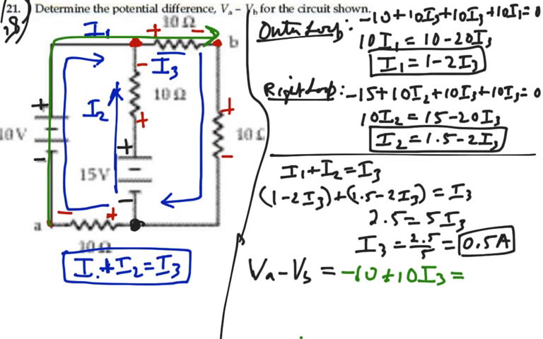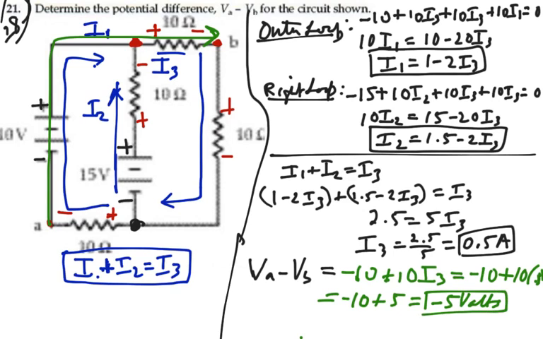So that's going to be equal to a negative 10 plus 10 times 0.5, and that would be a negative 10 plus 5, or a negative 5 volts. So that's our answer. VA minus VB is a negative 5 volts.